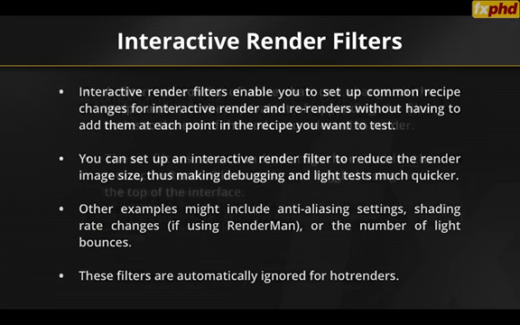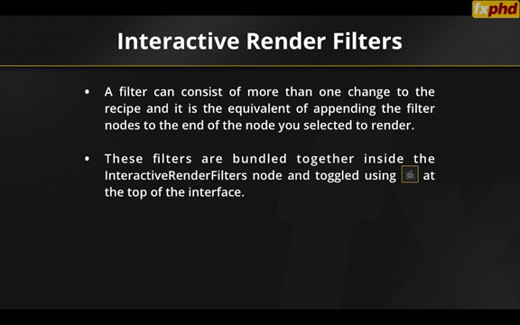Now filters can consist of more than one change, so you can basically have it adjust AA samples and render only using diffuse light or something like that, which can be really useful. And they can all be bundled together into multiple interactive render filter nodes, and they are then toggled using this little clapperboard with a cog on it that I'll show you in Katana in a moment. So that is the interactive render filters. They're incredibly useful, and once you've got some that do what you want, you're going to find you're going to be using them all the time.